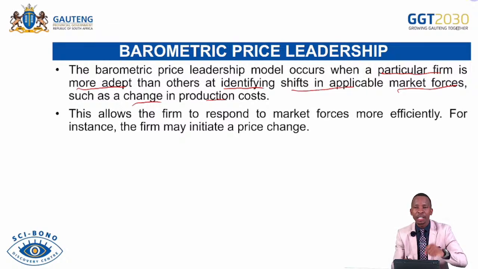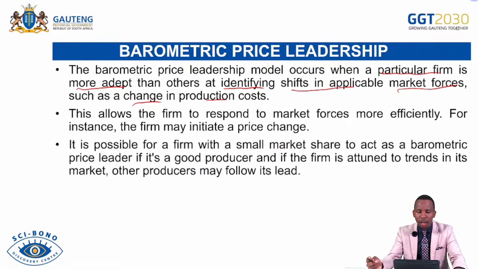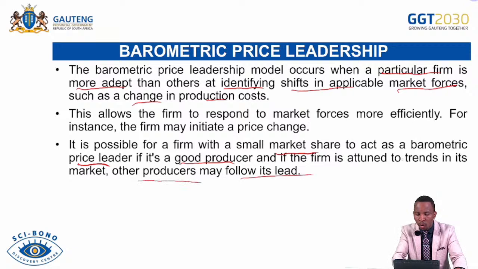If this firm decides to increase the price, they will simply follow, because they understand it's a good time to increase the price. If the firm decreases the price, they will simply follow, because they understand it should be a good time to decrease the price, seeing that the firm understands the shift of market forces more efficiently than they do as competitors. It is possible for a firm with a small market share to act as a barometric price leader if it's a good producer, and if the firm is attuned to trends in its market, other producers may follow its lead.